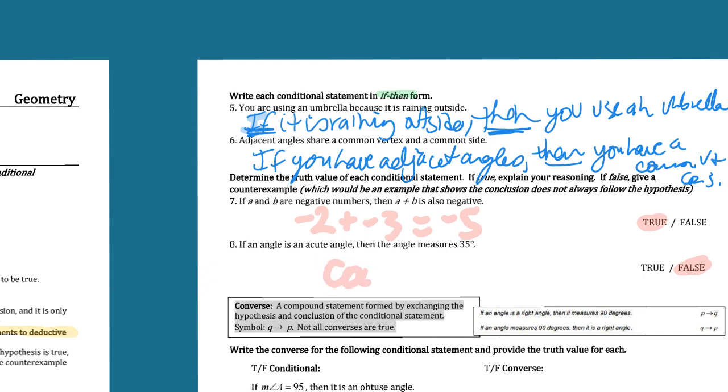And the counterexample is going to be, well, you could have a 45-degree angle and still be acute. So give a counterexample and say, hey, if I had an acute angle, I could have it also be a 45-degree angle. So a counterexample says, no, I can have the same start, but not the same finish. Okay, so the next one.